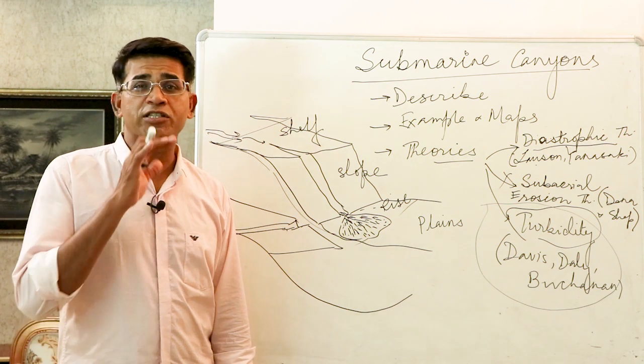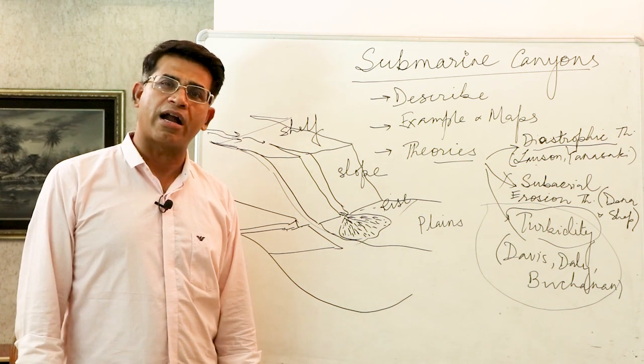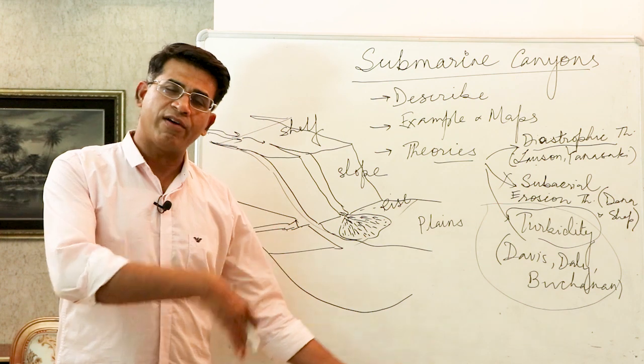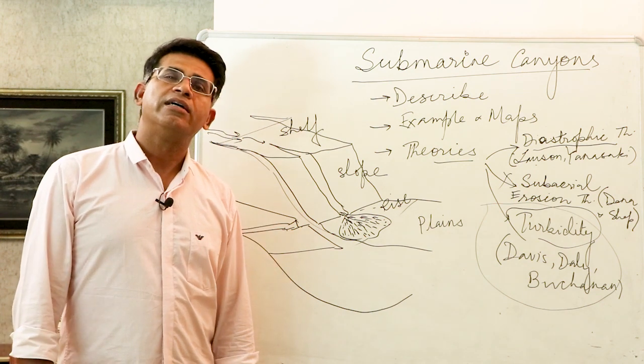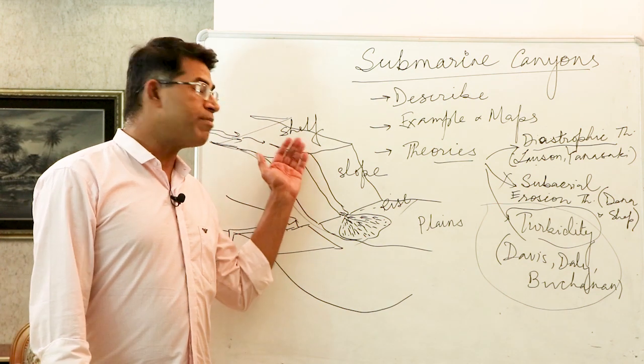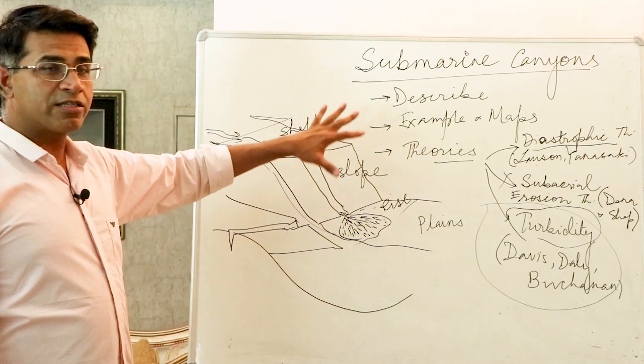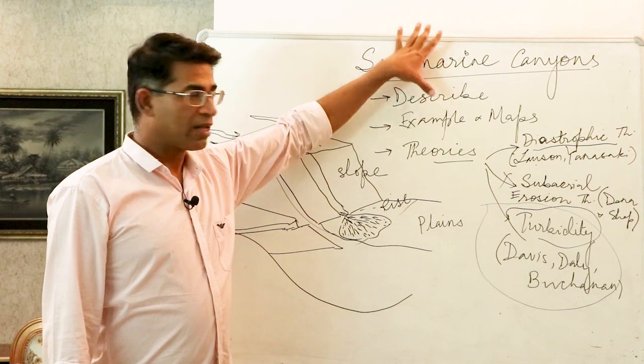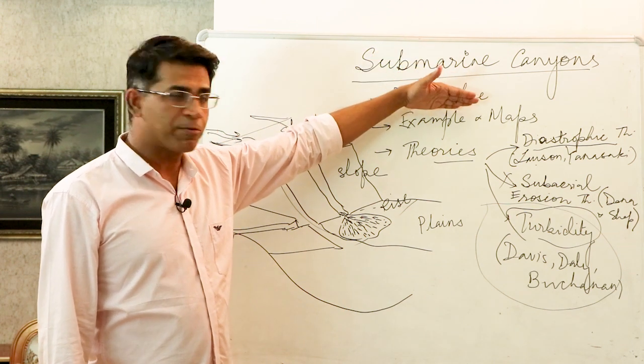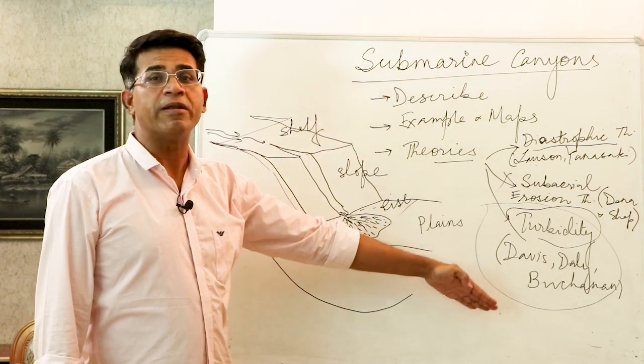So we don't have such a remarkable canyon along the Ganga mouth like we have along the Indus mouth. Why? Because in many places, as I said, the sediments cover them up. So that's more or less what canyons are, examples with maps, and the three explanations.